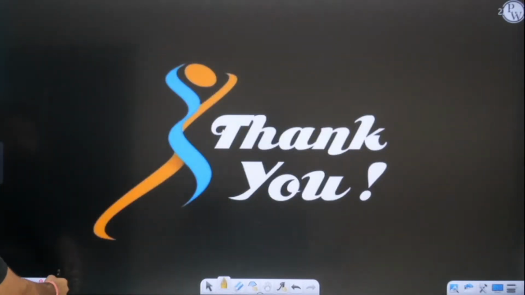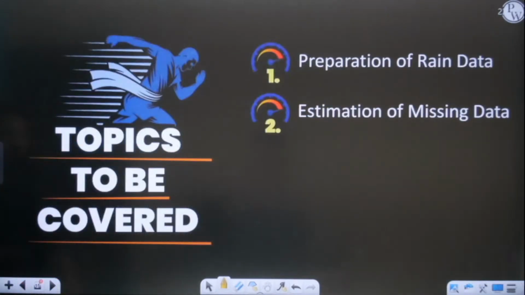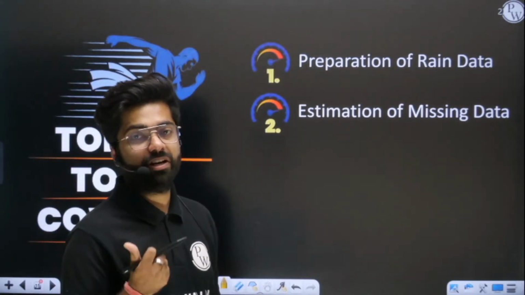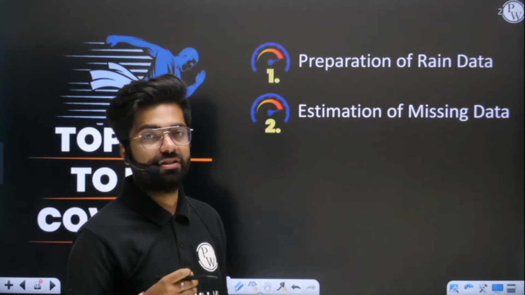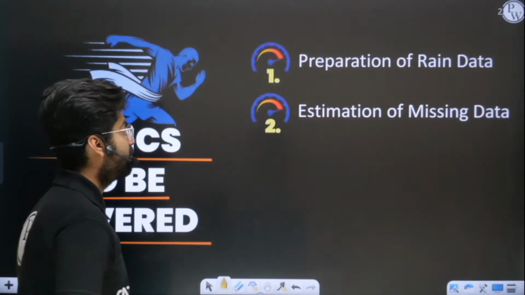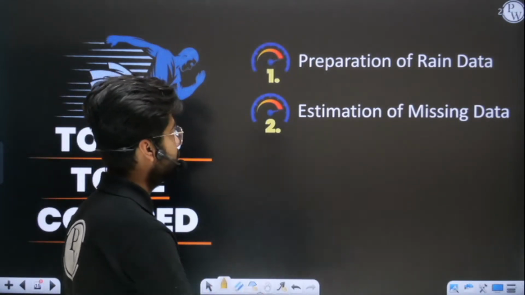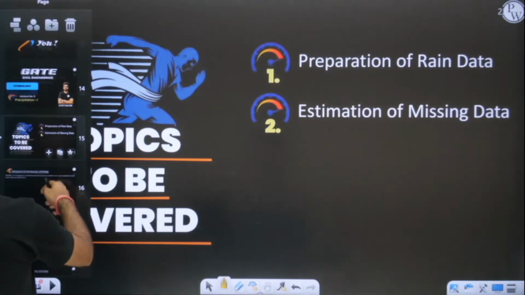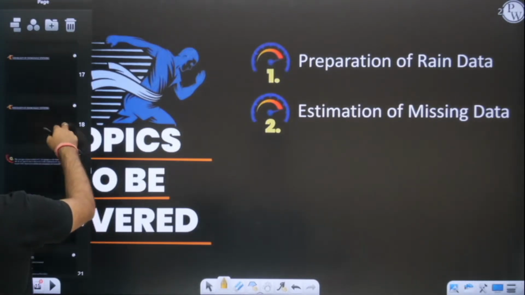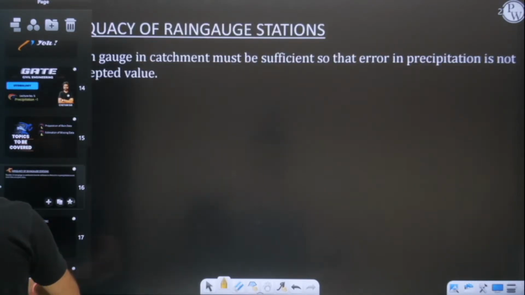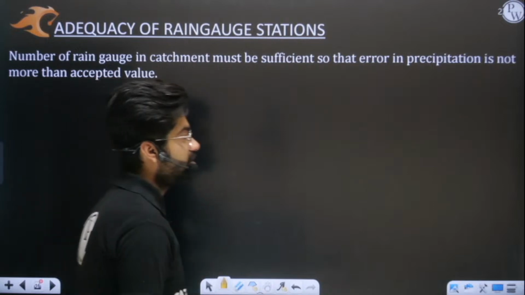Okay, after this today we have to discuss two basic topics. First is preparation of rain data. Today we have to discuss how to prepare rain data, and then we will discuss estimation of missing data. So I hope it will be very, very clear to you all. But before beginning, let us complete the topic which we left yesterday.